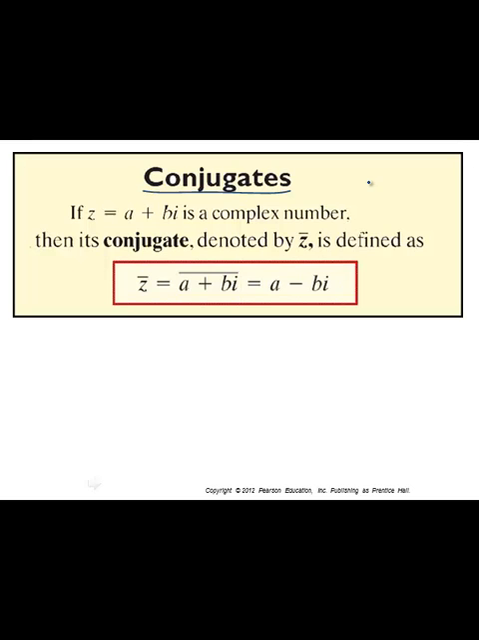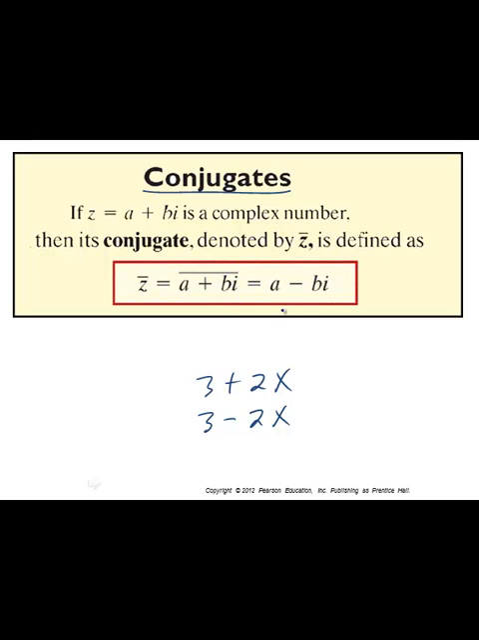Now when we were dealing with binomials, for example 3 plus 2x, I talked about the conjugate of this by replacing the plus operation in the middle by the minus. So the conjugate of 3 plus 2x is 3 minus 2x. The conjugate of 3 minus 2x is 3 plus 2x.